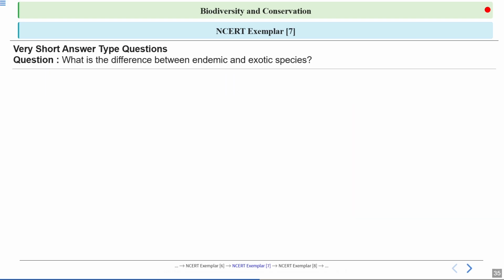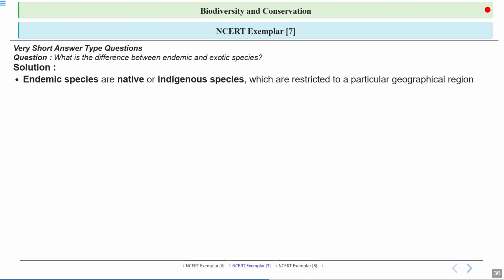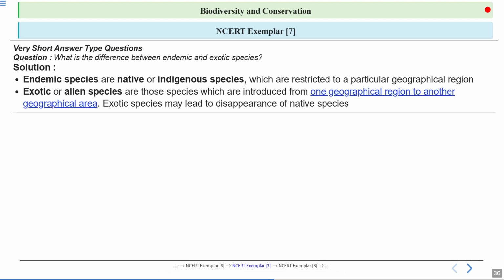Next question, what is the difference between endemic and exotic species? Let's have a look at the answer. Endemic species are native or indigenous species which are restricted to a particular geographical region. Exotic or alien species are those species which are introduced from one geographical region to another geographical region. Exotic species may lead to disappearance of native species as well.